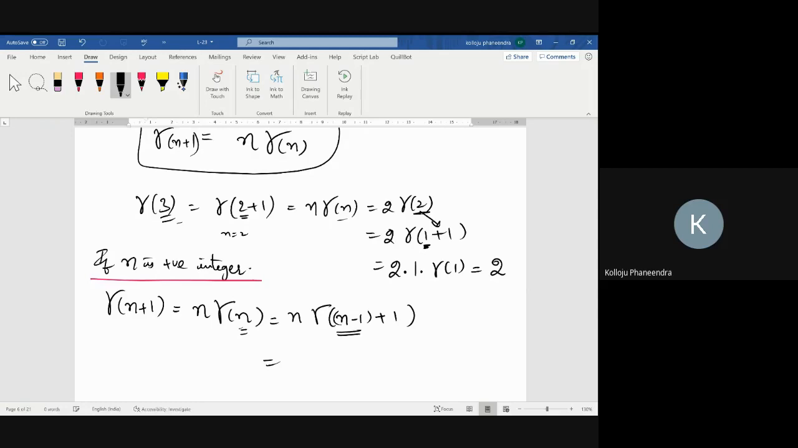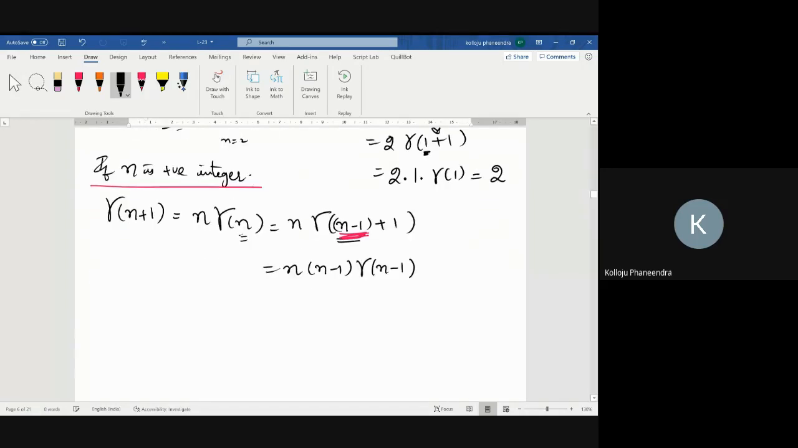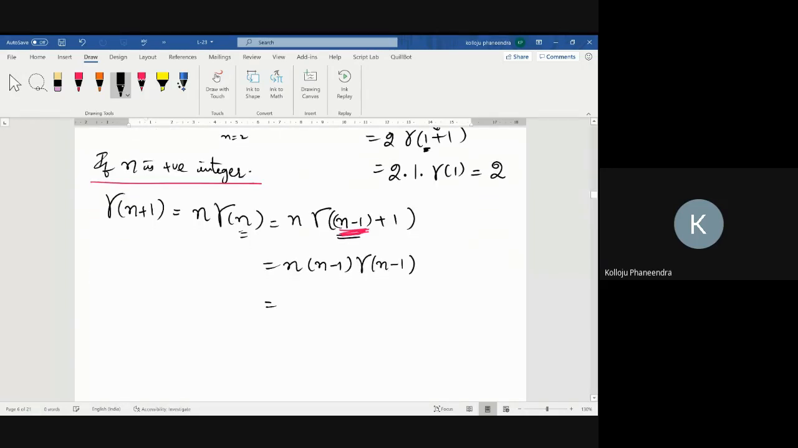Now, again, apply the reduction formula. This is n into gamma n. What is gamma n again? Gamma n, written as gamma n minus 1 plus 1, becomes n minus 1 into gamma n minus 1. Now again, gamma n minus 1 can be written as n minus 2 plus 1. Apply the reduction formula again: n into n minus 1 into n minus 2 into gamma n minus 2.